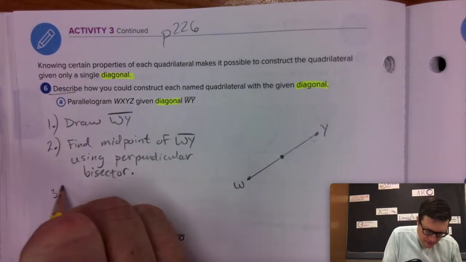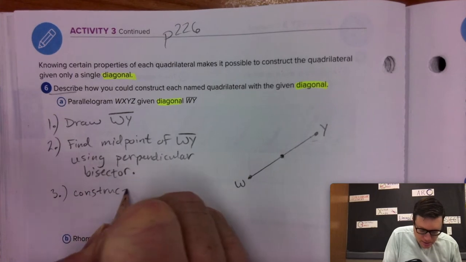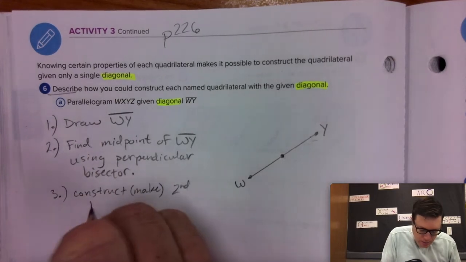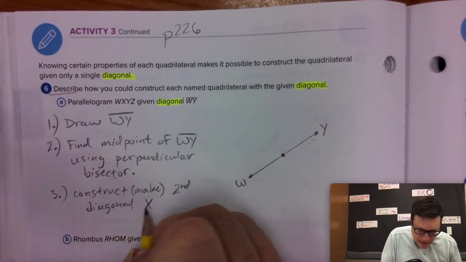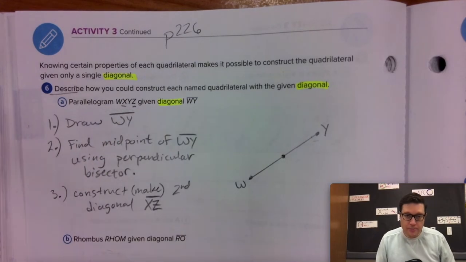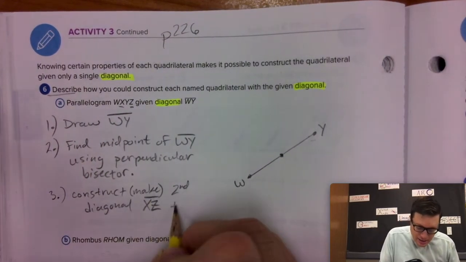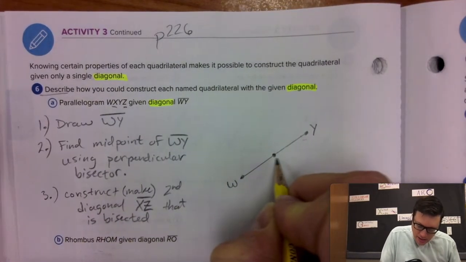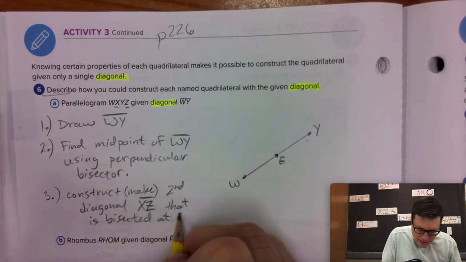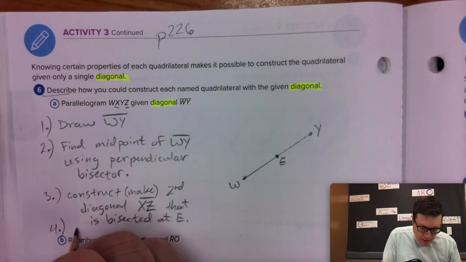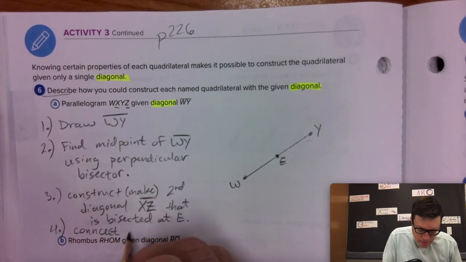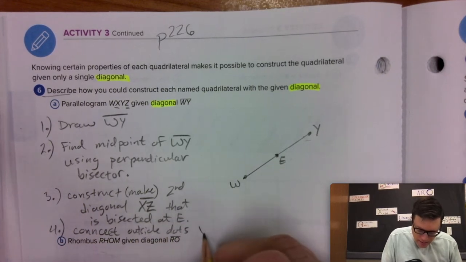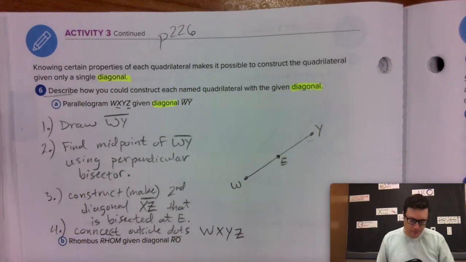So step three, construct or make a second diagonal. Let's call it XZ. I'm using that because of the letters up there. Construct a second diagonal XZ that is bisected. I'm going to label this E, right? At E. And then step four, connect the outside dots. W, X, Y, Z.